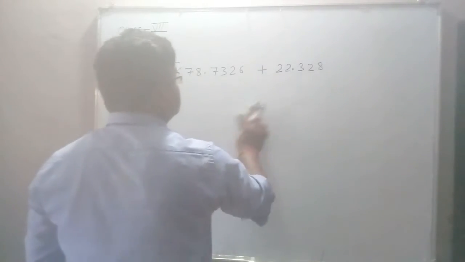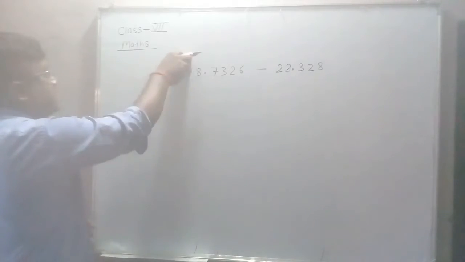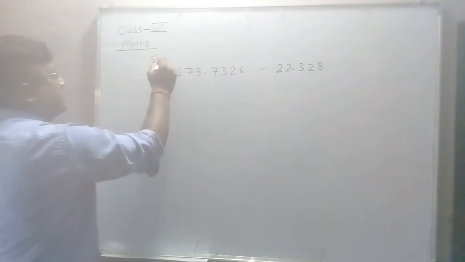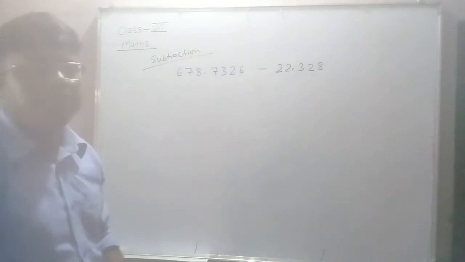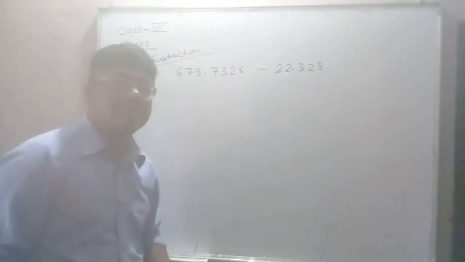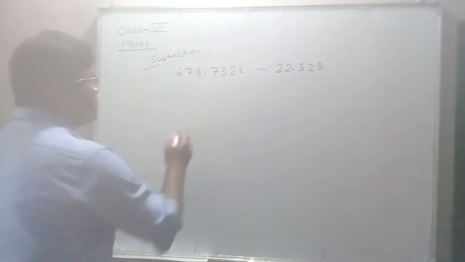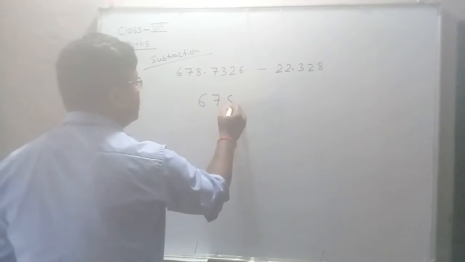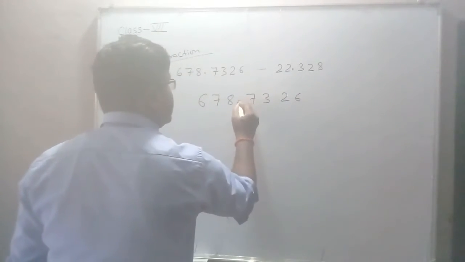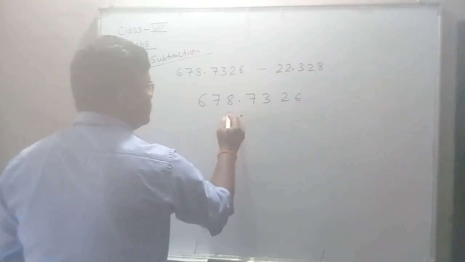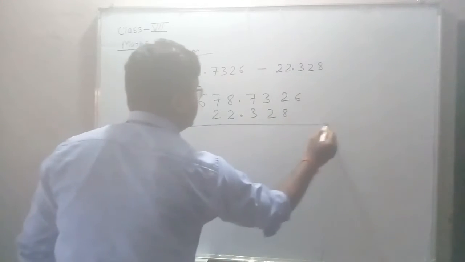Okay, so if it is a subtraction, what you need to do? In place of addition, if I write subtraction here. Subtraction is just similar to how you used to do subtraction of whole numbers. The same way you have to do for decimal numbers also. So here 678.7326, place it as it is. Okay, 22328. Okay, let's do the subtraction.